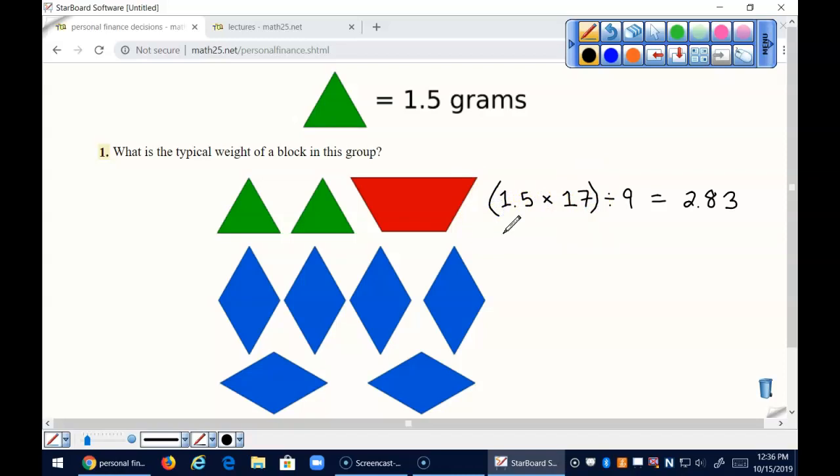So if you were to convert everything into triangles, there'd be 17 of them. You could pile them on my little scale if you really wanted to. It would come out to some number and then divided by 9 to get that. Okay, because what it's saying is that one triangle is 1.5 grams. Yeah. That's another perfectly valid way to say what is typical.